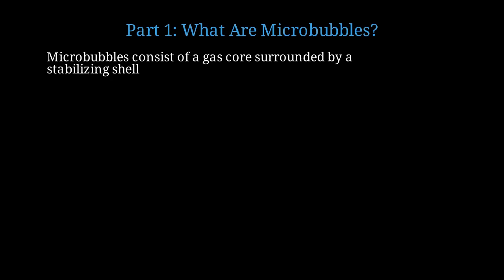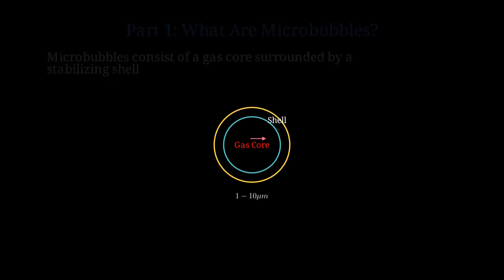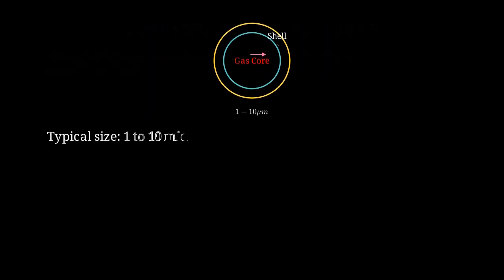Microbubbles are tiny spherical structures with a gas core, typically containing perfluorocarbon or nitrogen, surrounded by a stabilizing shell. The shell is typically made of lipids, proteins, or polymers, with thickness ranging from 2 to 200 nanometers, while the entire microbubble diameter ranges from 1 to 10 micrometers. These dimensions are crucial because they're smaller than red blood cells, allowing microbubbles to flow freely through the microvasculature.